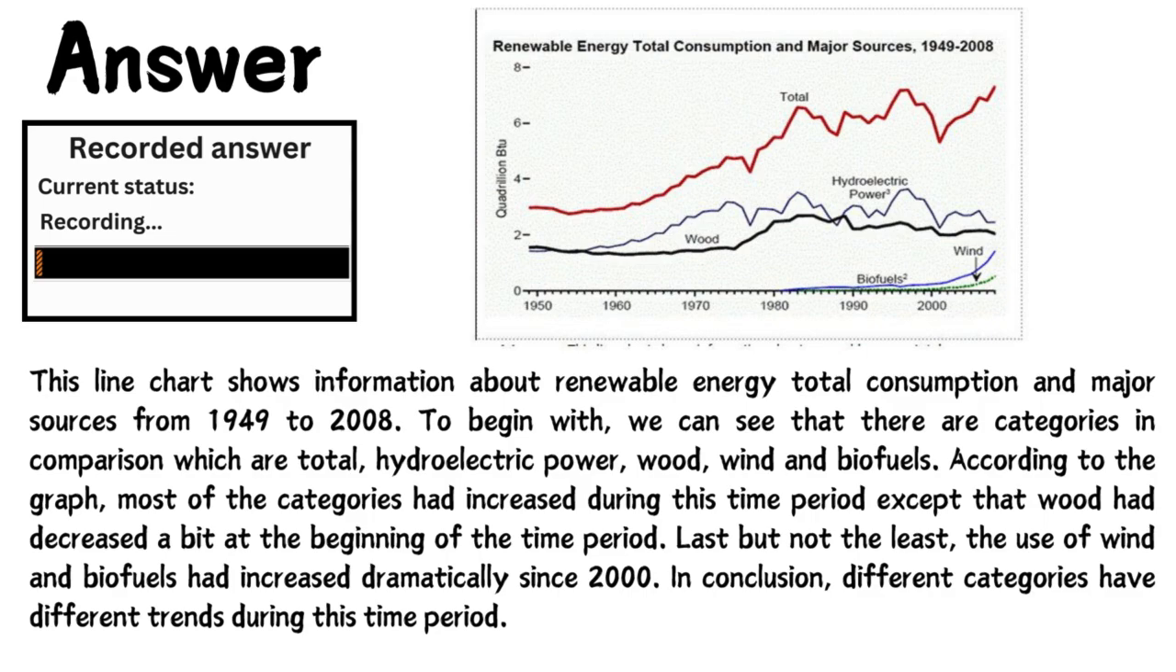This line chart shows information about renewable energy total consumption and major sources from 1949 to 2008. To begin with, we can see that there are categories in comparison, which are total, hydroelectric power, wood, wind, and biofuels. According to the graph, most of the categories had increased during this time period except that wood had decreased a bit at the beginning of the time period.